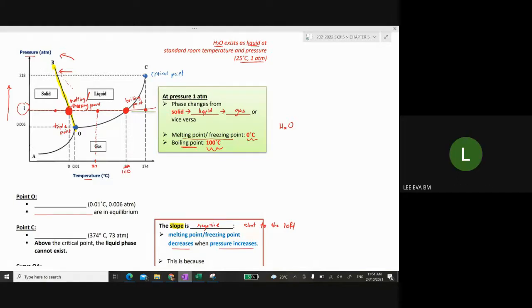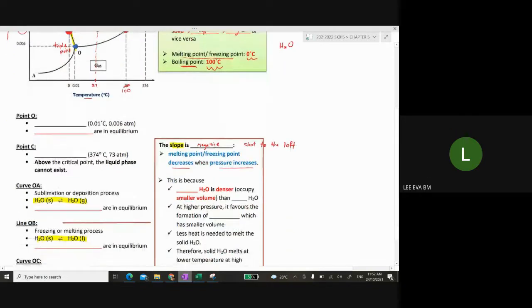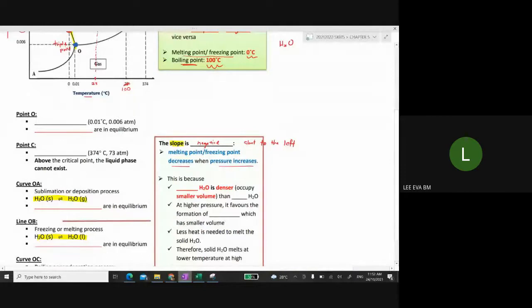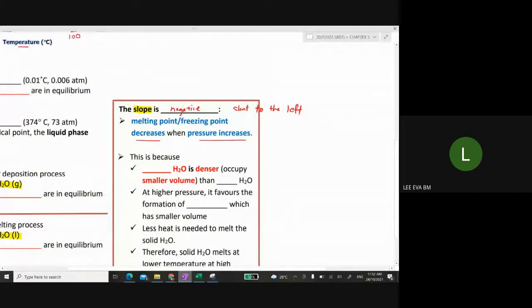This is a very popular question. So when they want to ask you about the comparison between the phase diagram of H2O and the phase diagram of carbon dioxide. Okay, so let's look at the reason. Why is it a negative slope? Okay, so if you come over here, we still refer to the density. We write again, density equals mass over volume.